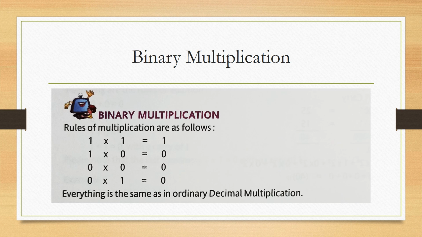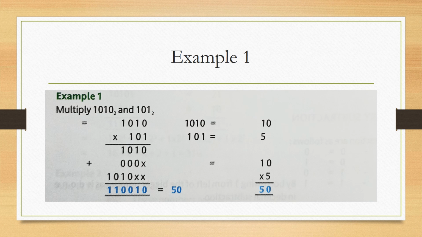Everything is the same as we do in ordinary decimal multiplication. Let us learn multiplication with an example: 1010 and the second number is 101. Let us start now. 1010 multiplied by 101. From the right-hand side of these two digits, 1 into 0 is 0. 1 into 1 is 1. 1 into 0 is 0. 1 into 1 is 1.